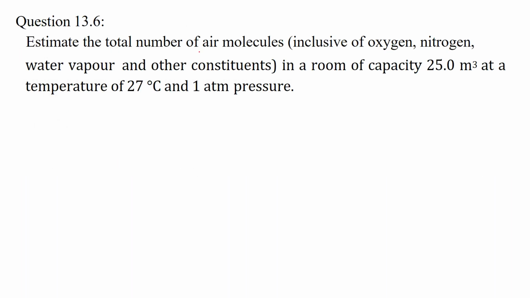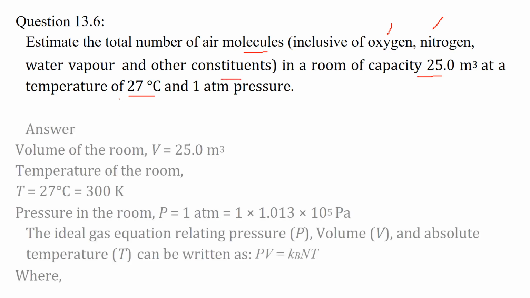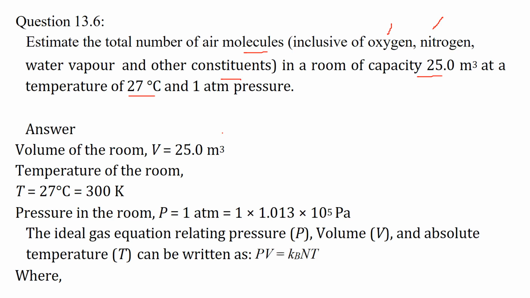Estimate the total number of air molecules, which include oxygen, nitrogen, water vapor, and other constituents. The room is of capacity 25 meter cube at a temperature 27 degrees centigrade and 1 atmosphere pressure. So what we are going to do here is, first we will write what all are given to us. Volume is given, V is 25 meter cube. Temperature of the room is 27 degrees centigrade. Add 273 to it, you get 300 Kelvin.